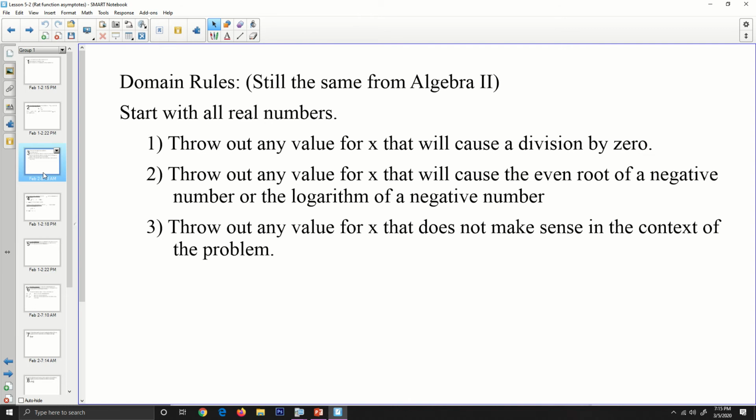The domain rules are still the same from Algebra 2. We always start with all real numbers, and then we have to throw out any value for x that will cause a division by 0. That's going to be important for this particular lesson. Then we also have to throw out any value for x that causes the even root of a negative number or the logarithm of a negative number. And then we have to throw out any value for x that does not make sense in the context of the problem. And so the first and third are pretty much what we're going to be talking about today.